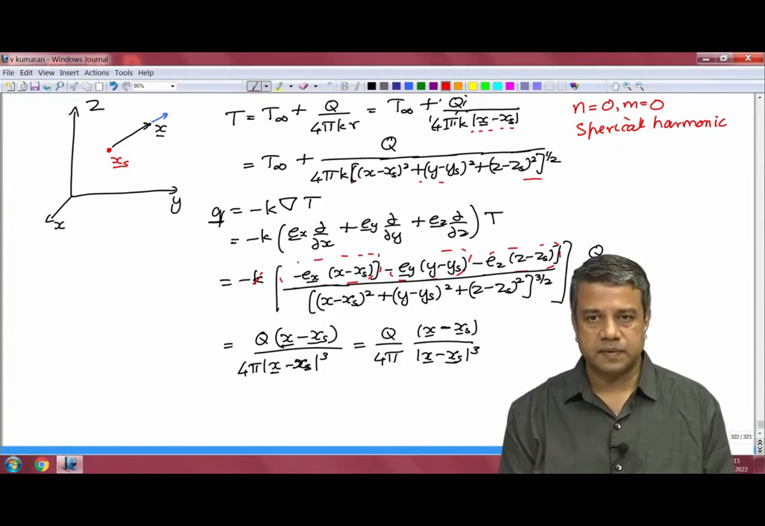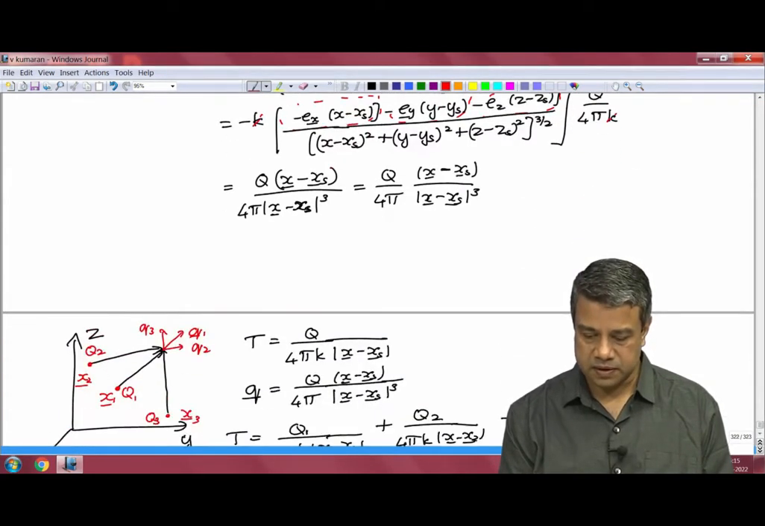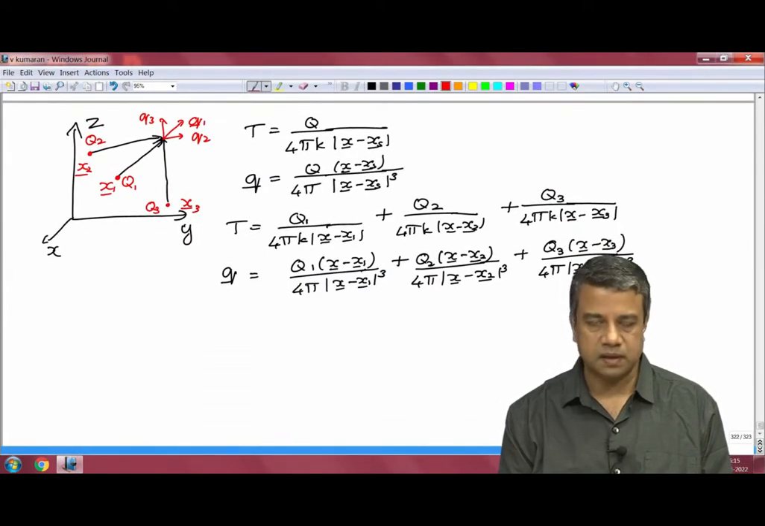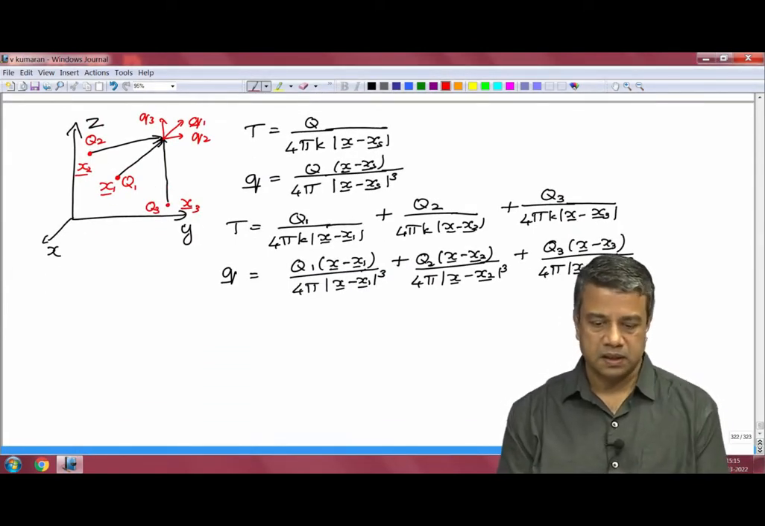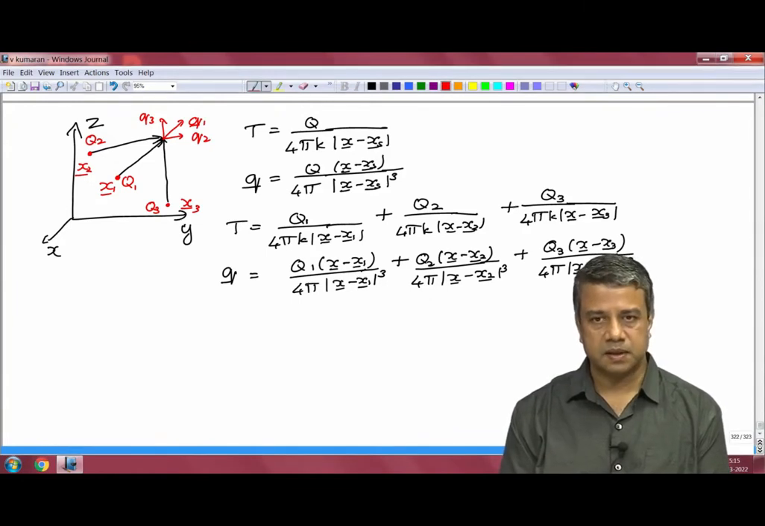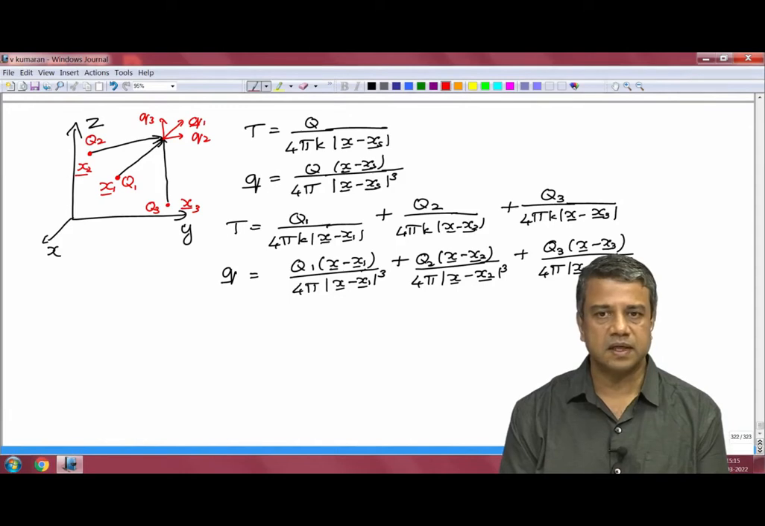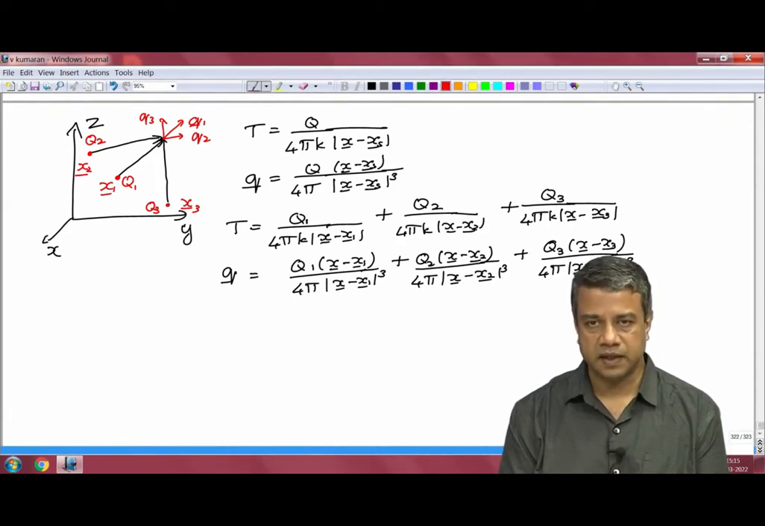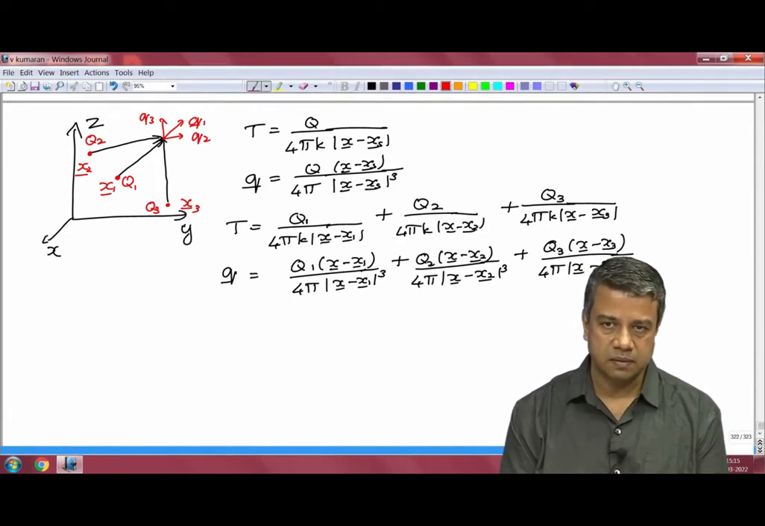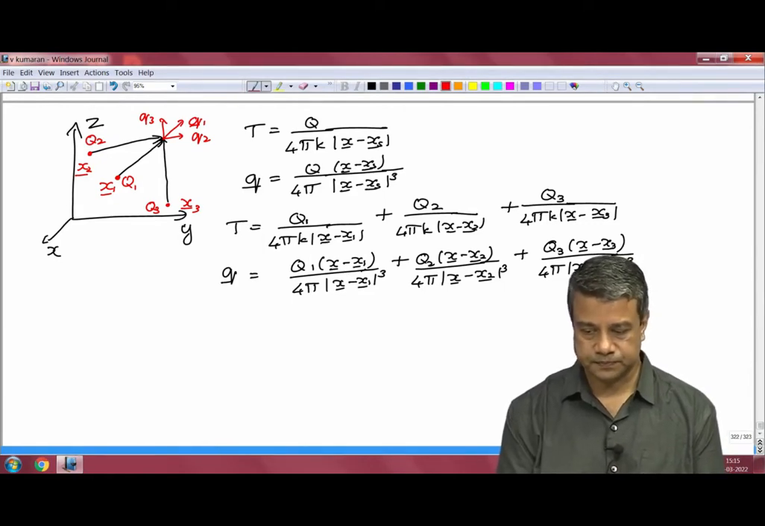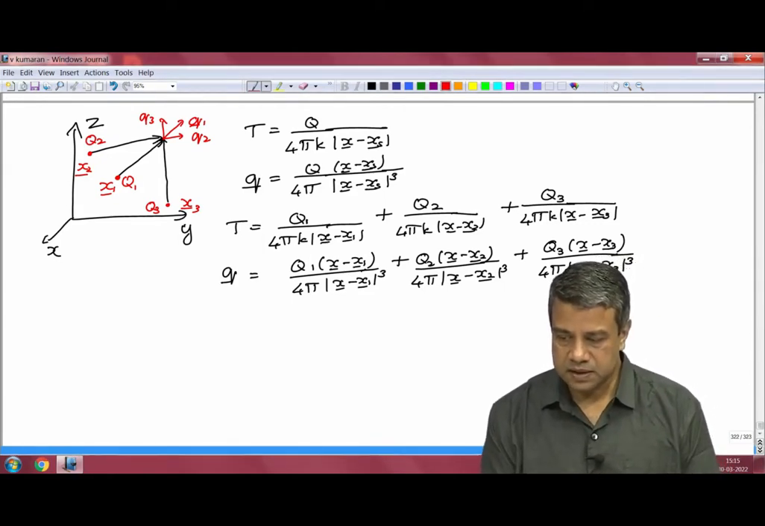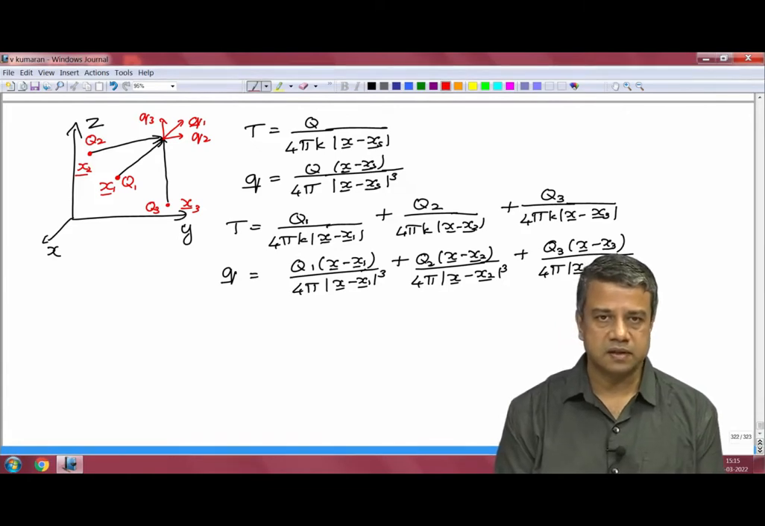The advantage of representing this in terms of a point source is that you can use it even when you have multiple sources. At the observation point, you just add up the temperature due to each individual point source, and at the observation point you can just add up the fluxes. The fluxes are vectors, so you have to add them up as vector sums, or you have to add up the components of the fluxes. So, that is a simple extension of this concept of point source to multiple sources.